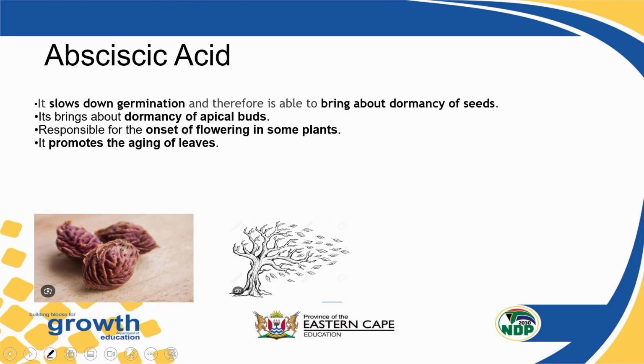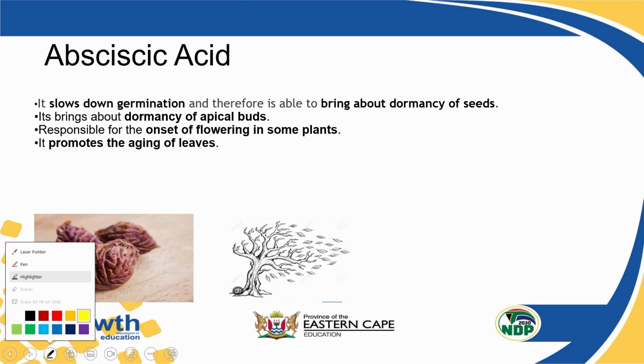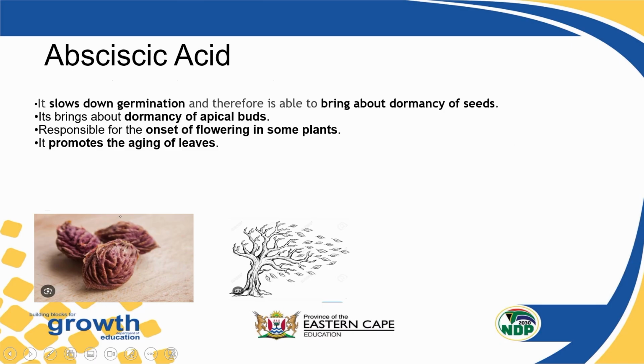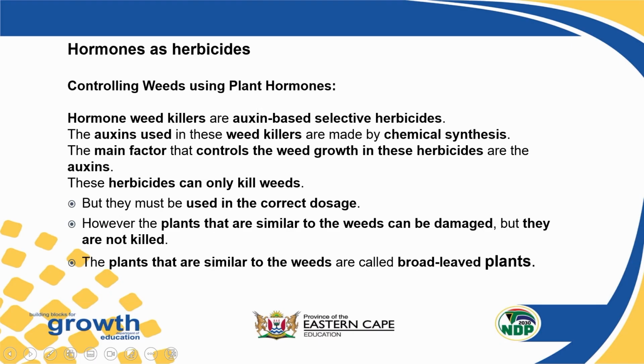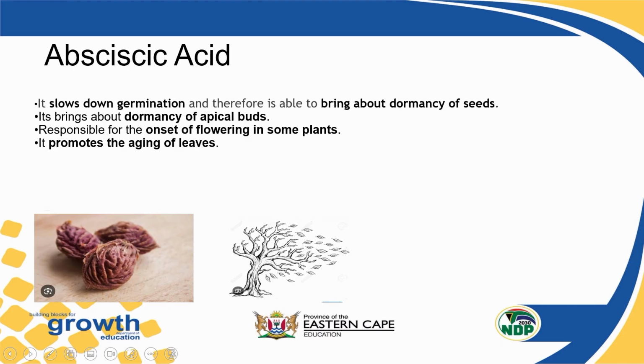So at this point, this seed is dormant. It is not germinating. The reason why it is not germinating is that this seed is controlled by what we refer to as abscisic acid. There is a concentration of abscisic acid in this particular seed that is causing it not to germinate. Also, it causes dormancy of apical buds so that the plants do not grow too much, especially when they are losing too much water during that time.